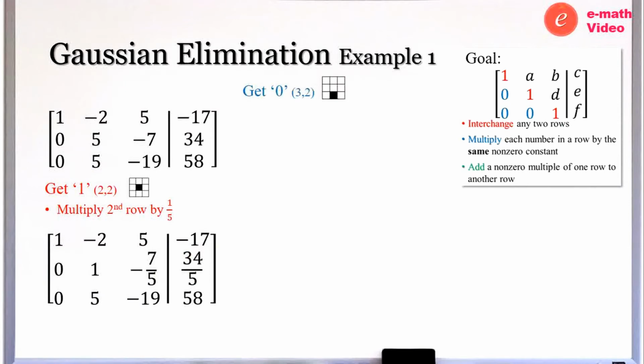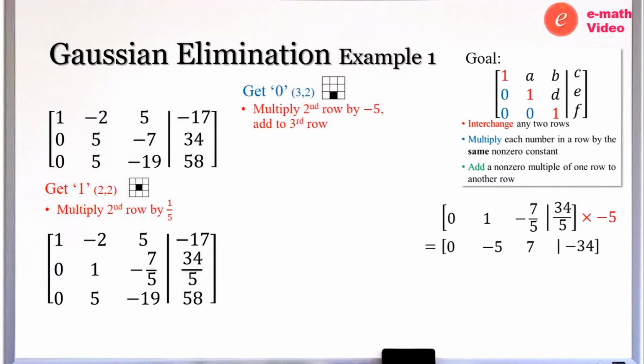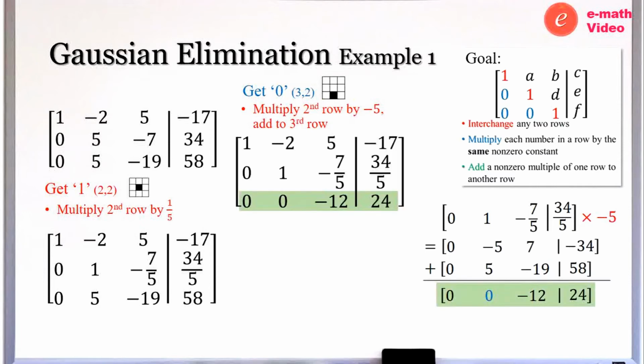Next, the second 0 in third column. Like what we did previously, multiply second row by negative 5 and add it to third row. That's the 0 that we want.